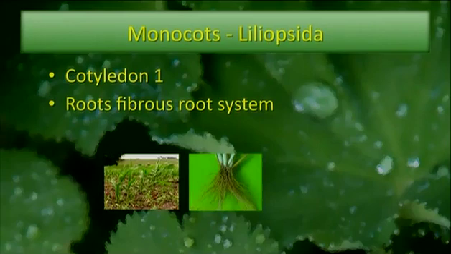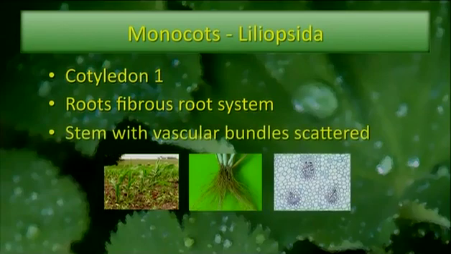So here you can see some corn. Fibrous root system. This looks like green onion, maybe. I can't tell. Now the stem has vascular bundles that look like this, and they're scattered throughout the whole section of the stem. So lilies, grasses, orchids, irises, palms, anthuriums, these are all different types of monocots.